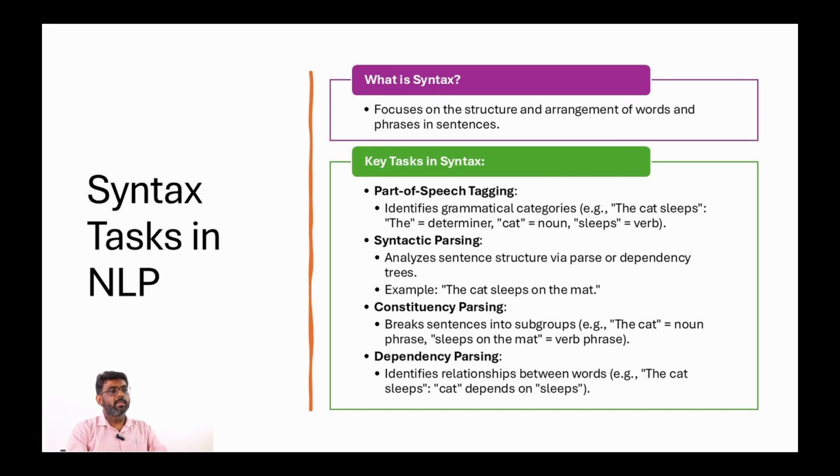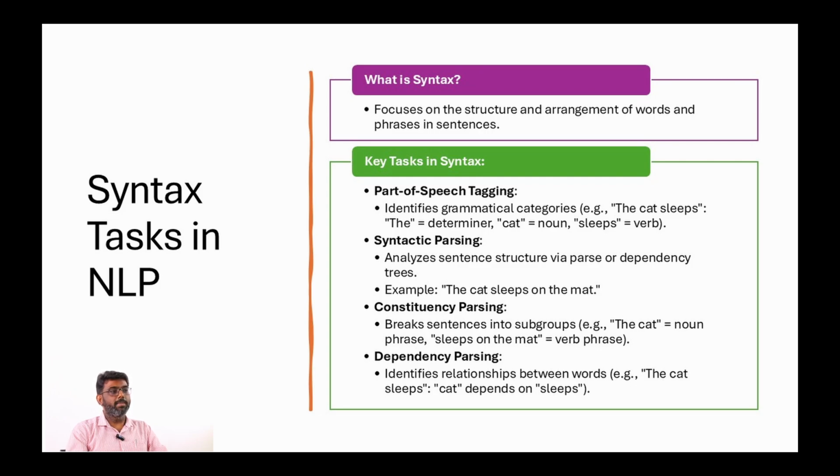For instance, in "the cat sleeps on the mat," "the cat" is a noun phrase and "sleeps on the mat" is a verb phrase. Dependency parsing. Here, we identify the relationship between words, showing how one word depends on another. In "the cat sleeps," cat depends on sleeps, while sleeps is the root of the sentence.